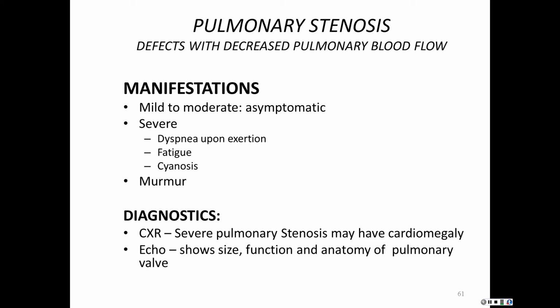An echo will tell us basically the size and the function and anatomy of the pulmonary valve. That's kind of the standard that we're going to do, non-invasive. We can also do a cardiac cath to actually look at the size of the valve and discuss what can be done, and that will also give us a good idea of where the stenosis is located. Is it below the valve? Is it at the valve? Or is it above the valve? As we do those cardiac catheterization type processes.